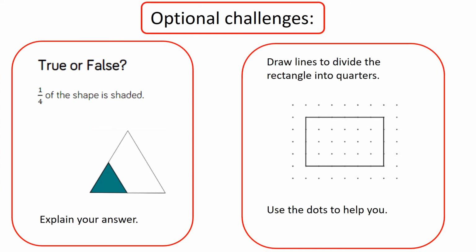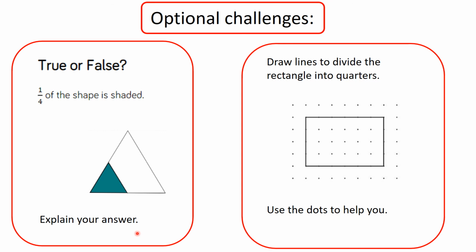There are 2 challenges again today. The first one is a true or false challenge, and it says 1/4 of the shape is shaded. Explain your answer. Is it true or false? Look closely and write an explanation sentence if you think it's true, and write an explanation sentence if you think it is false. So use your learning we've been doing about fractions this week to help you.